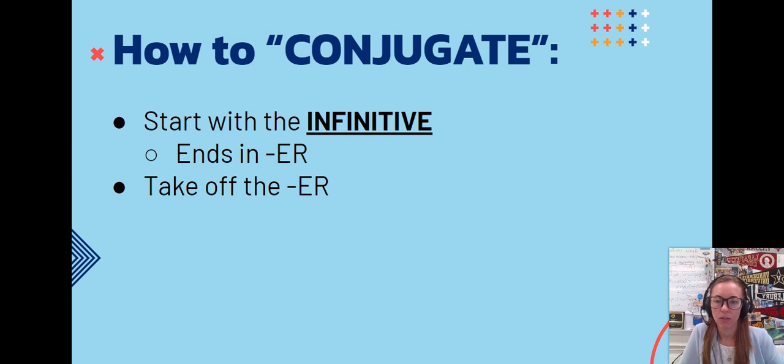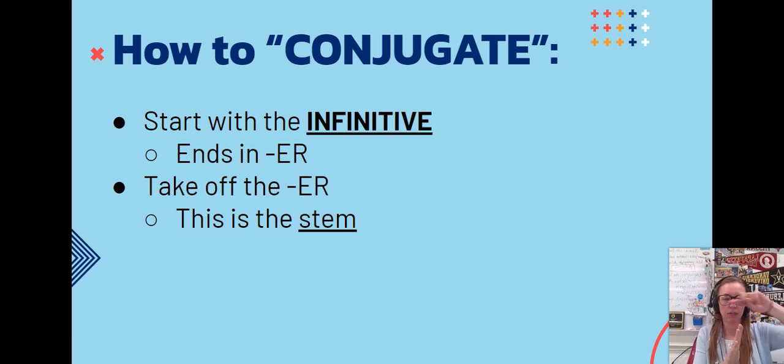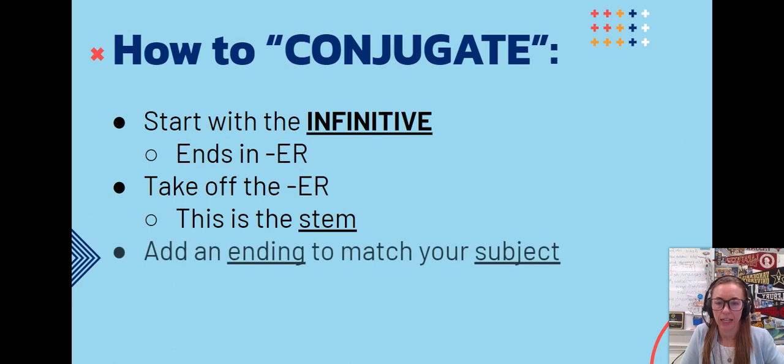Once you have taken the ER off, now you have the stem of the verb. Think of it like the stem of a flower, and what you're going to do is put something on it. In this case, you're going to add an ending to match your subject. So we've learned the subjects. What you need to do now is memorize the endings.